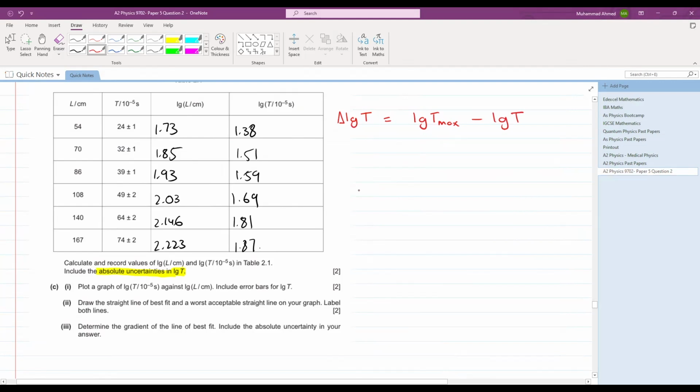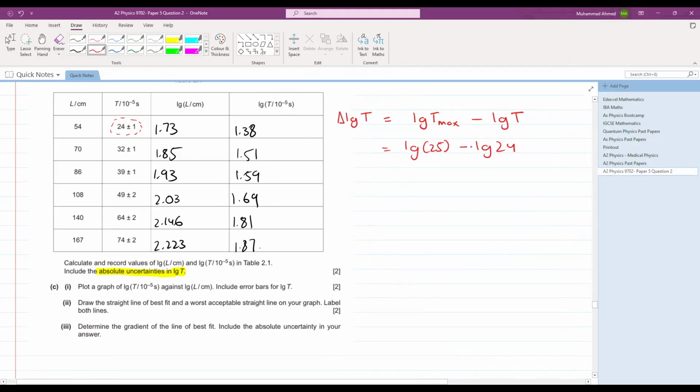Perfect. So what do I mean by that? What is the maximum value of T that I can have from the first row? The uncertainty is plus minus 1. The original number is 24. So the maximum value can be what? 25. So you can say lg 25 minus the normal value, lg 24. This will give you your uncertainty.